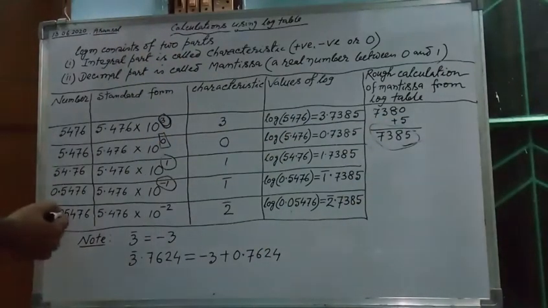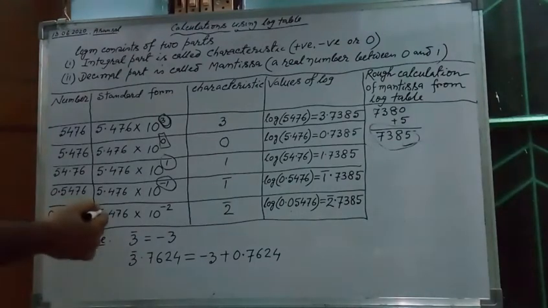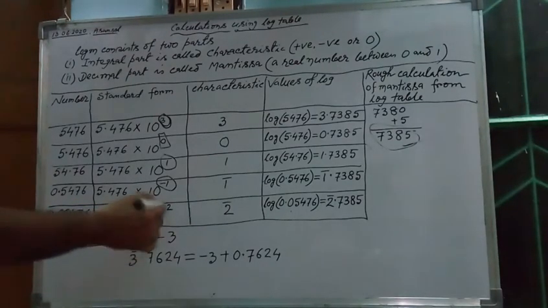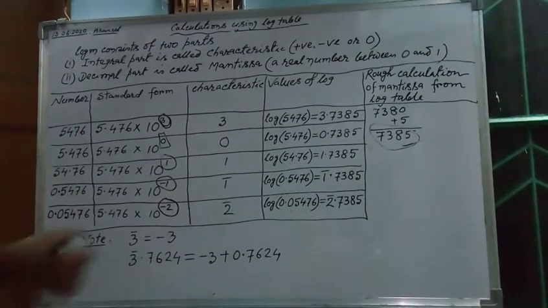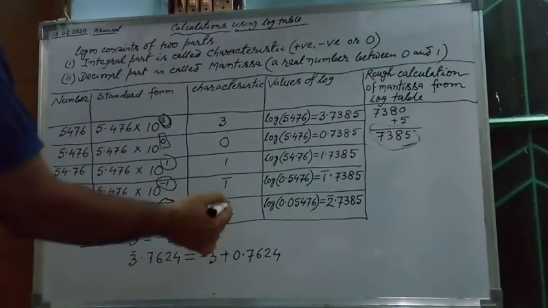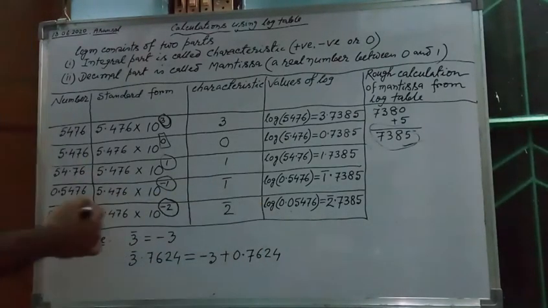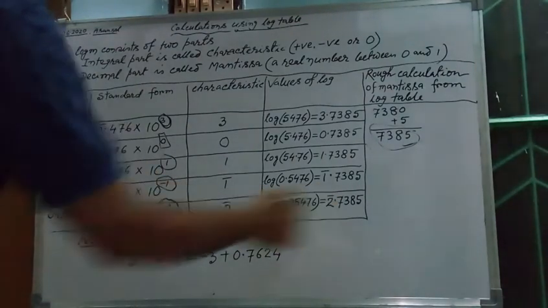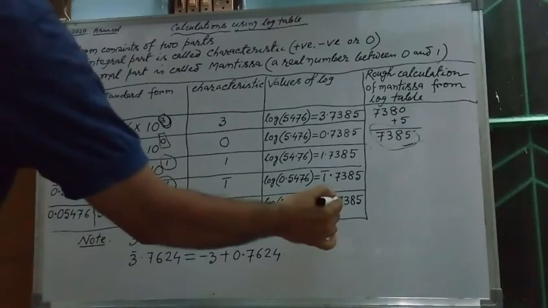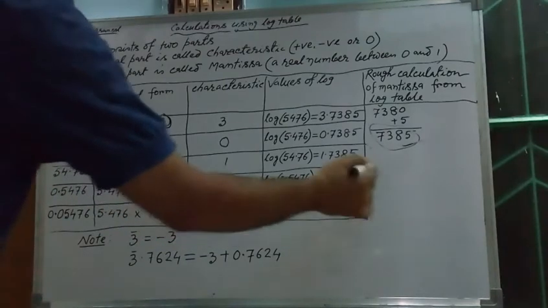0.05476 we can write as 5.476 into 10 to the power minus 2. So minus 2 is there in the power of 10. So the characteristic is minus 2, or 2 bar. So the value of log 0.05476 is equal to 2 bar characteristic 0.7385. This is the mantissa.